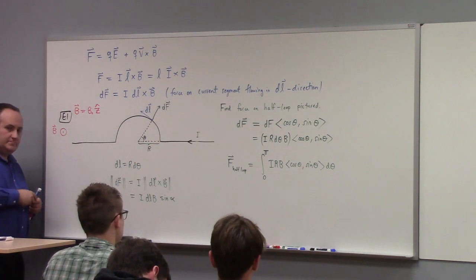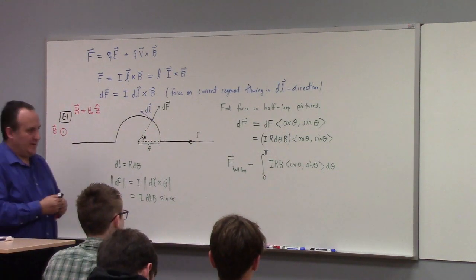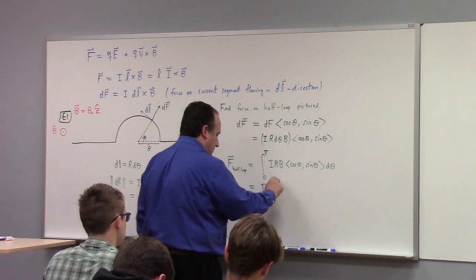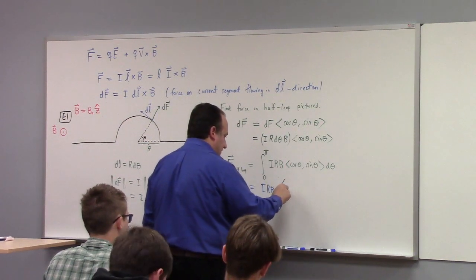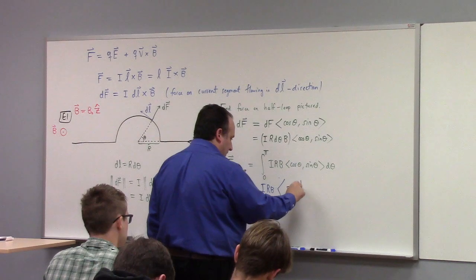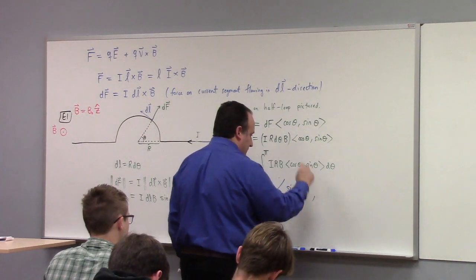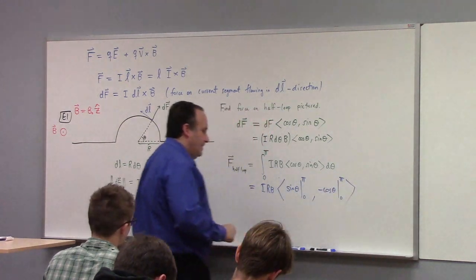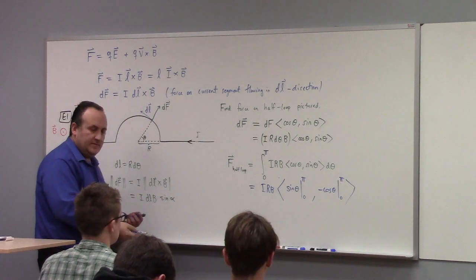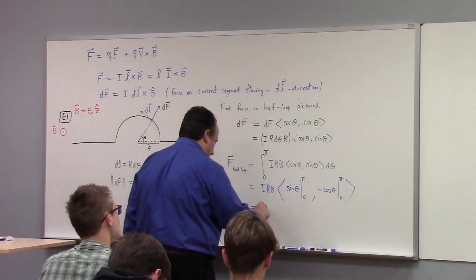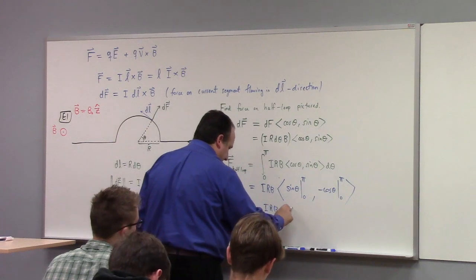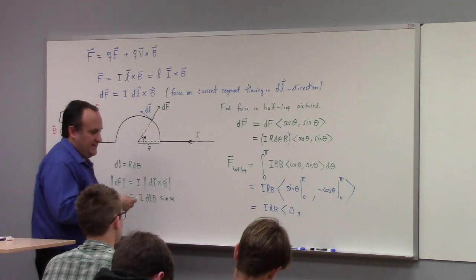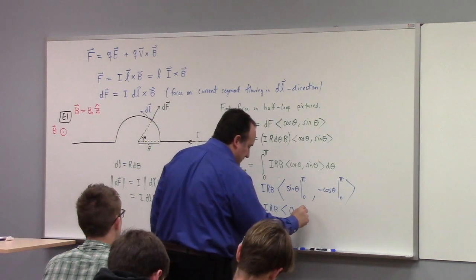Do you guys know how those integrals go? Well, I guess we can work them out. So what you got here is IRB, integral of cosine is sine theta, evaluated from 0 to pi. Integral of sine theta is minus cosine theta, evaluated from 0 to pi. The first one's 0, right? First one's 0. And the second one gives me minus cosine pi, minus a minus 0, otherwise known as 2.